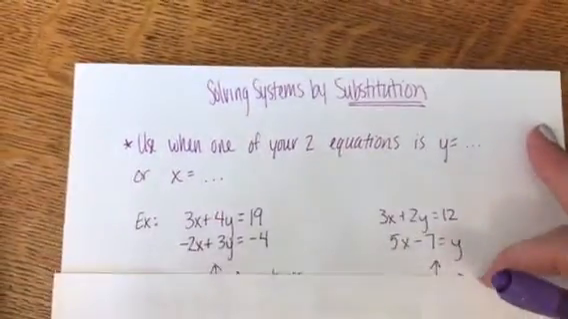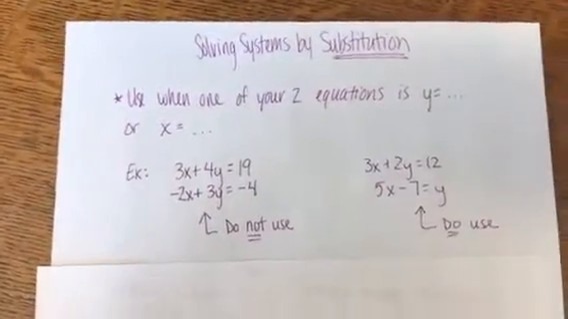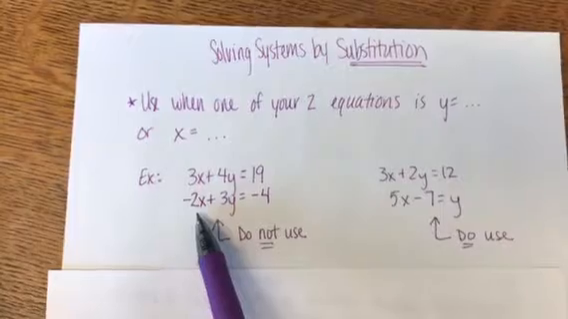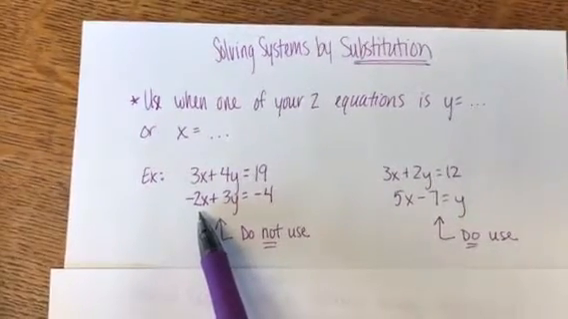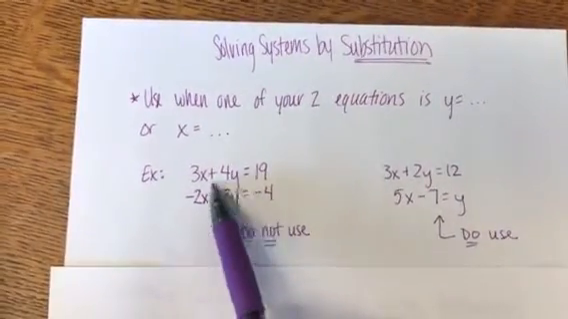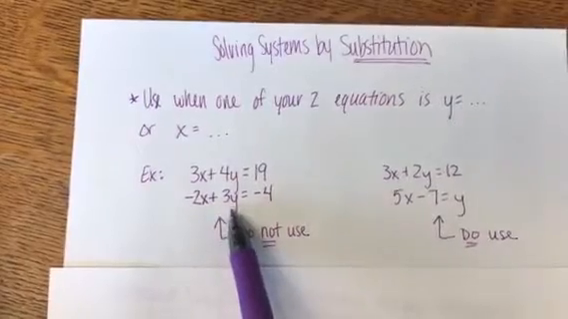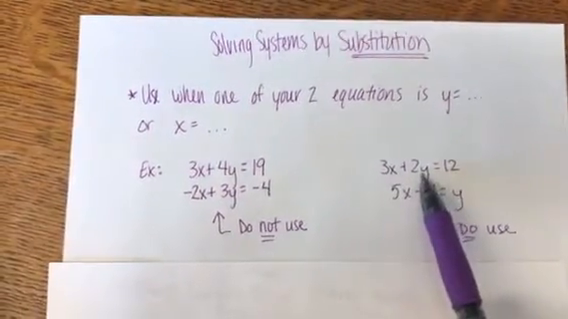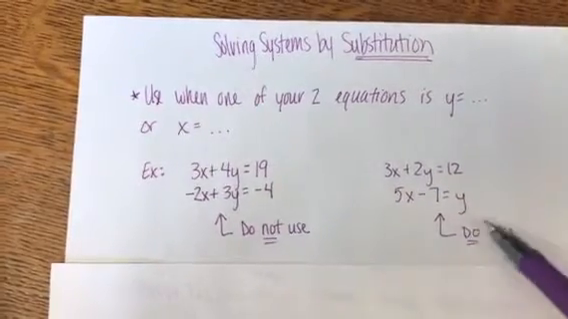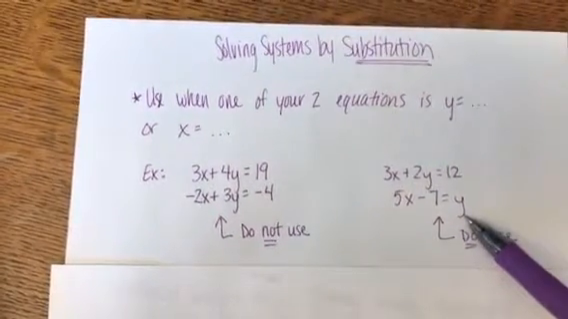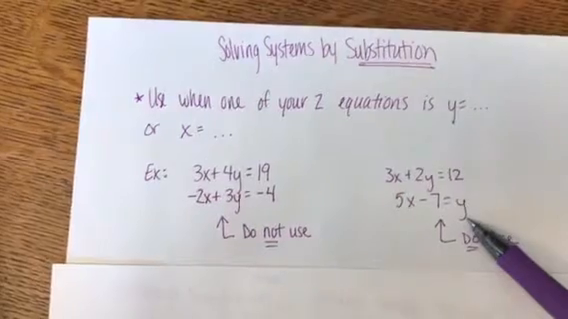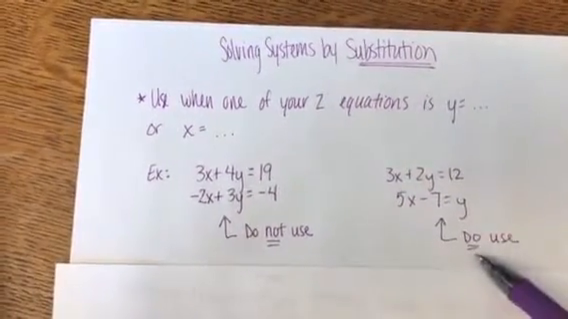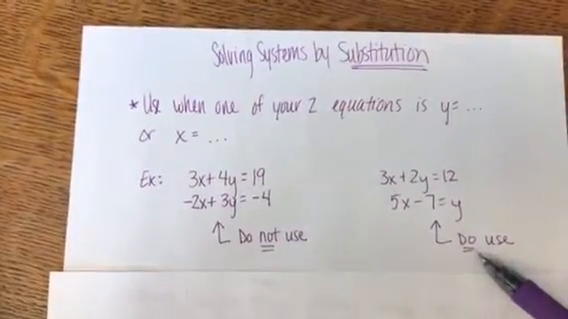An example and a non-example: this is kind of what we were looking at when we were solving by elimination, where you have x and y both on the same side of the equal sign. In something like this, maybe one equation would have x and y together on one side of the equal sign, but the other would have either x by itself or y by itself. So this would be a time when you would want to use the substitution method instead of the elimination method.